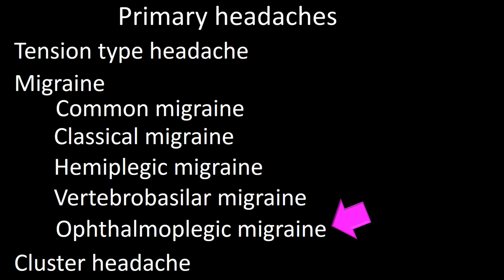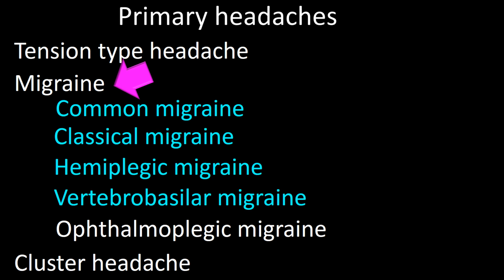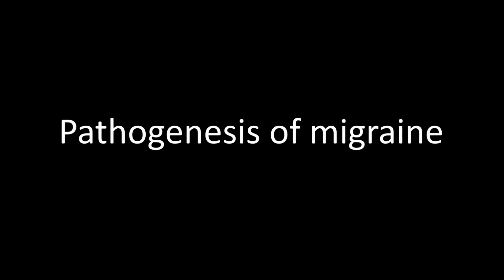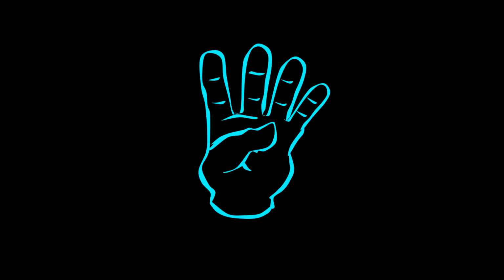Now that we have talked about ophthalmoplegic migraine, I'd like to talk to you about the pathogenesis of migraines in general. That is, of all migraines except ophthalmoplegic migraine. To talk about the pathogenesis of migraine, uncertain as it is, we must describe four anatomical systems.